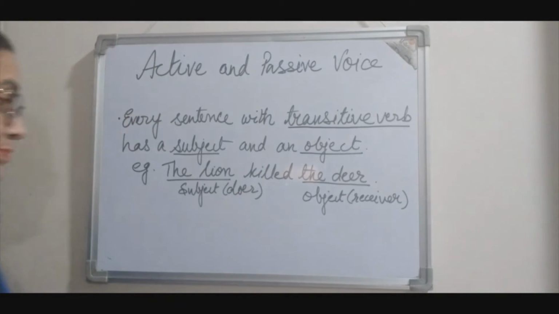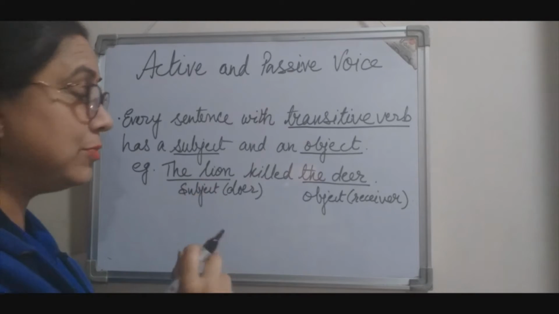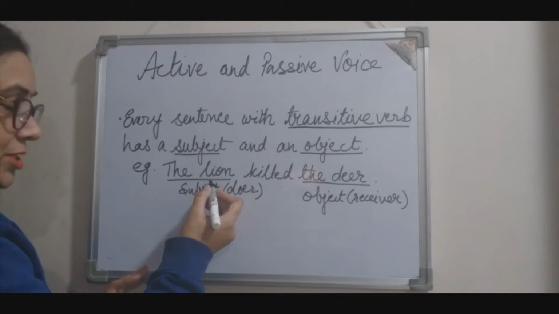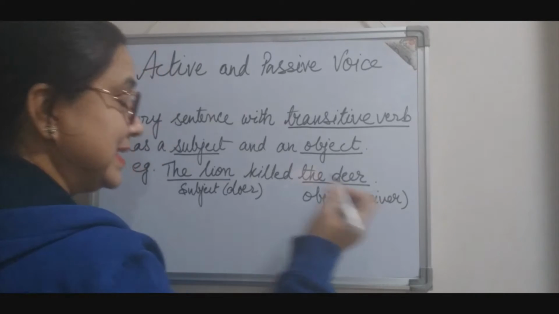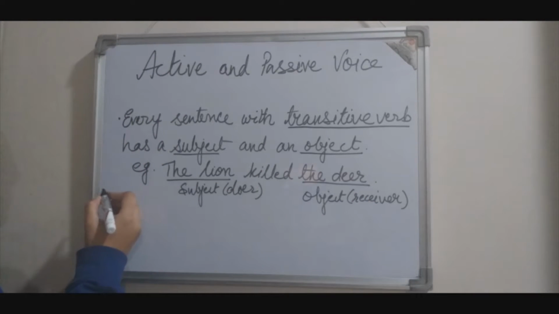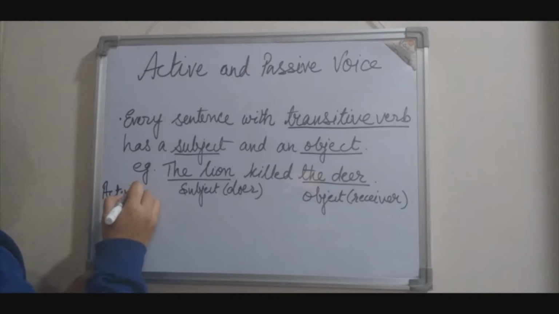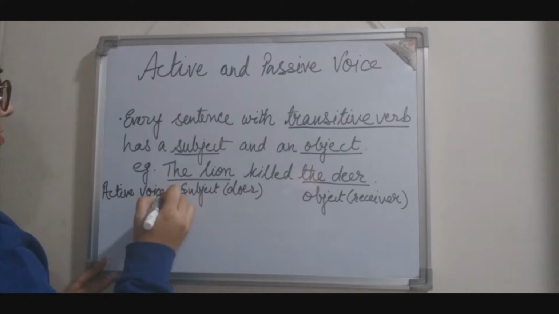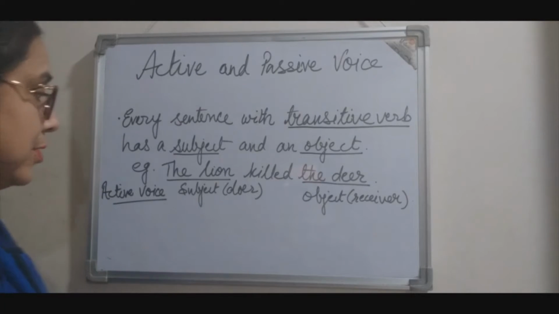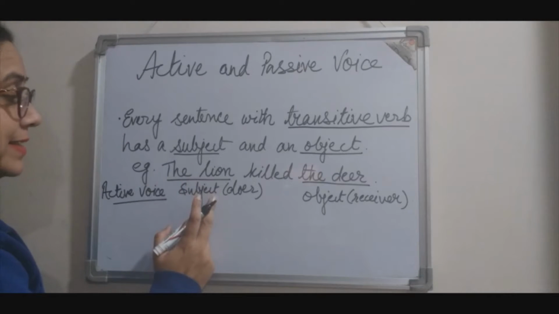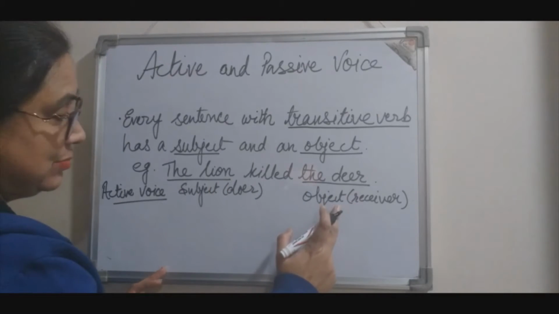Fine? Now, when the doer of the sentence or the performer of the sentence is at the subject's place and the receiver is at the object's place, in that case, we call the verb to be in active voice, right? So when is a sentence in active voice? When the performer is at the subject's place and the receiver is at the object's place, right?